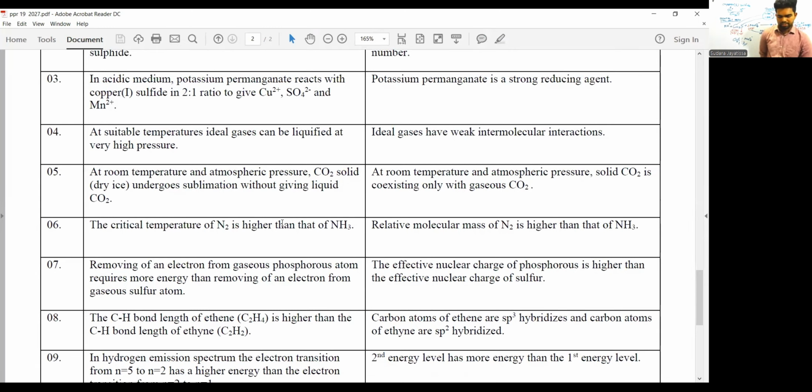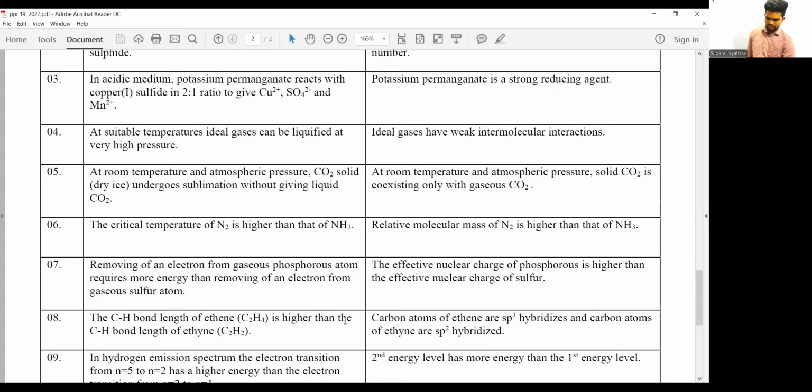Now these first 3 questions are from chemical calculations, and the next 3 questions are from gases, the lesson we just started. So we did only one day of theory discussion for gases. So these 3 questions are asked from that. Look at the first one, the fourth question. At suitable temperatures, ideal gases can be liquefied at very high pressure. And ideal gases have weak intermolecular attractions.